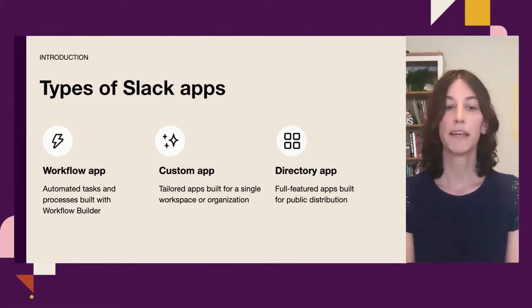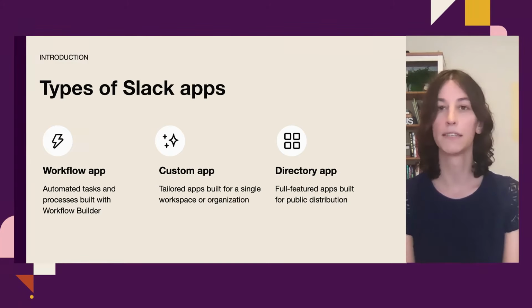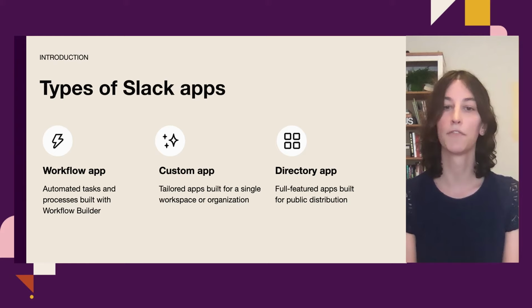And there are multiple ways to integrate apps into Slack. The first one is workflow apps, which allow you to automate work inside and outside of Slack using our workflow builder tool. And then there are custom apps and directory apps. These both use our full suite of APIs to develop deep solutions that integrate directly into Slack. The difference here is custom apps are tailored for a single workspace or organization, whereas directory apps are completely public, so they can be installed on any workspace or organization pending admin approval.